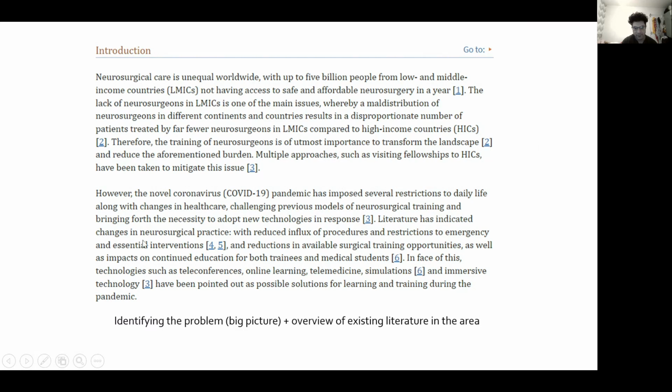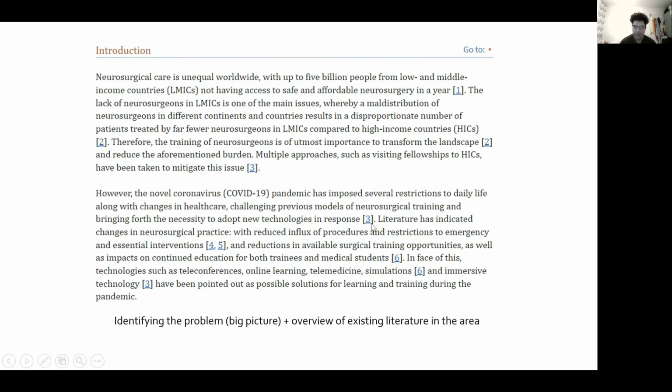The second paragraph ties into what is being covered in the literature, and we're starting to bring in our research questions slowly but surely, because we're thinking more about the pandemic. We're talking about restrictions that have been arising because of the pandemic, and we're also covering the literature and what it tells us so far.